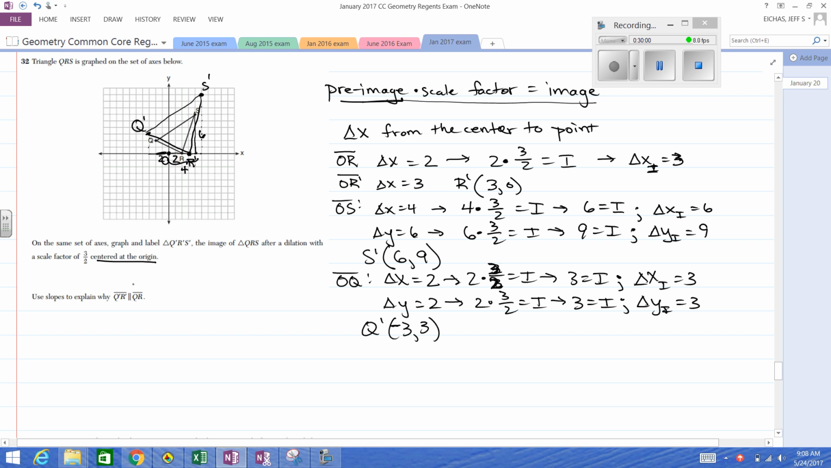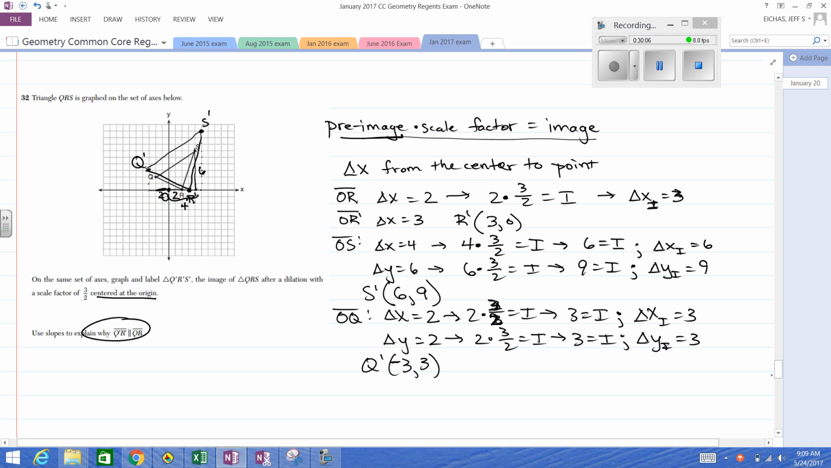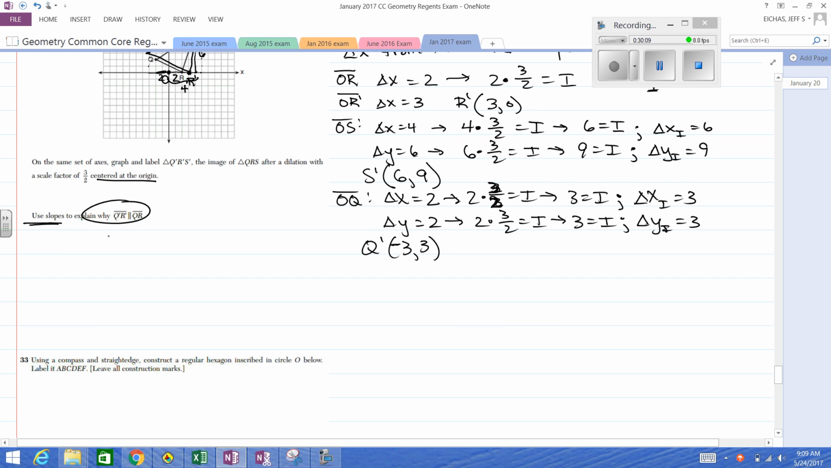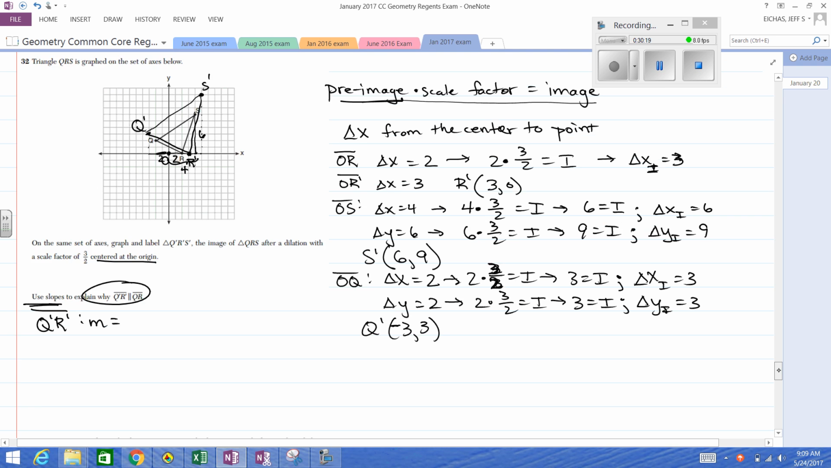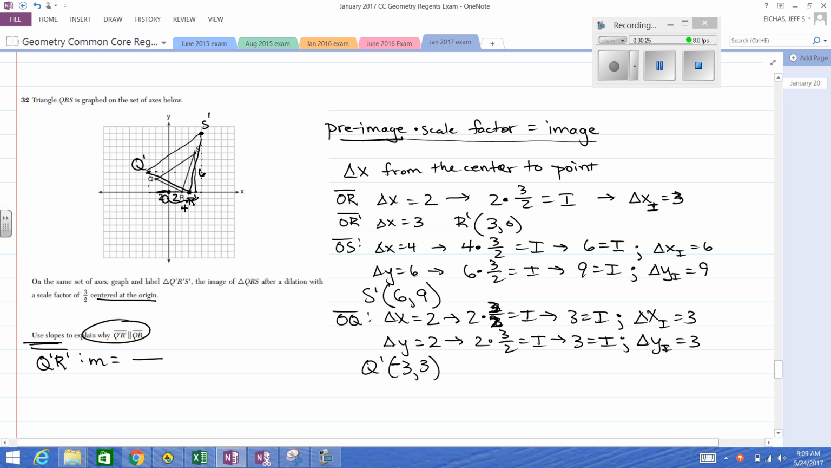Okay. And what they're asking us now is to finish the job. Why are those parallel? Well, dilations preserve slope. But it says use slopes, so okay, they want us to actually go do it. All right, so the slope of Q prime R prime, let's go measure that. So the change in y, okay, so it's 1, 2, 3, 4, 5. All right, I've got a run of 6, a rise of 3, and it's negative because it's going down as we move left to right. I'm going to take out a 3 to get negative 1/2.